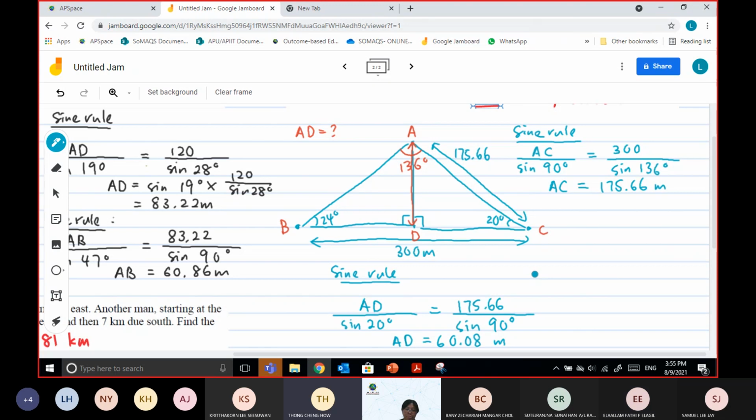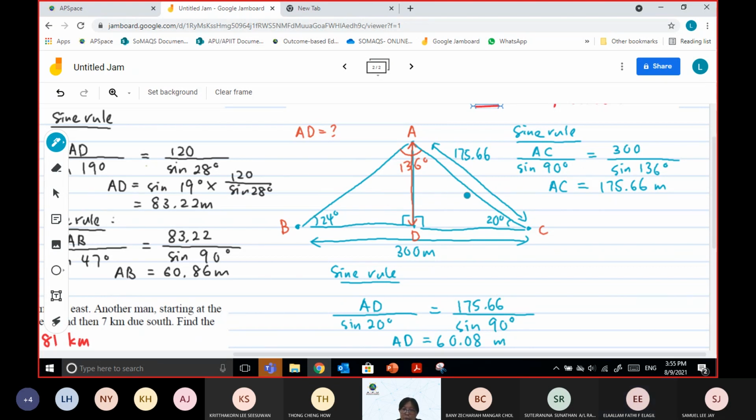Miss, yes. Why do you use AC divided by sine 90? Why can you not use sine 24? Sorry again, you say sine 24, you mean to find AD, is it? Find AC. Oh, find AC. Okay, to find AC, you can use... Yes, miss. Okay, wait.